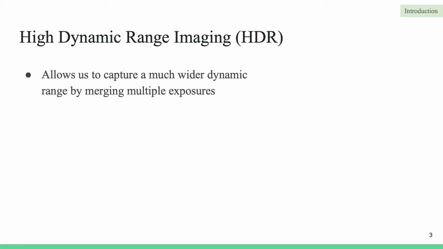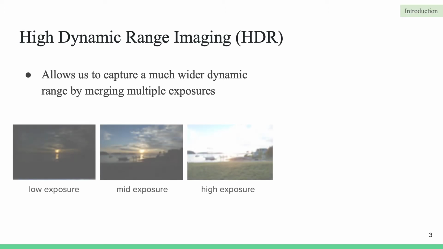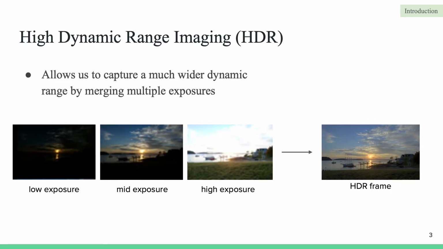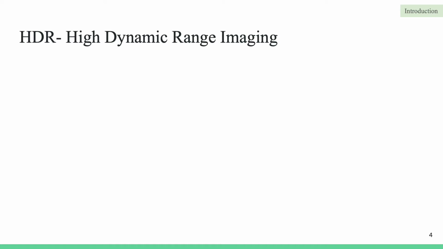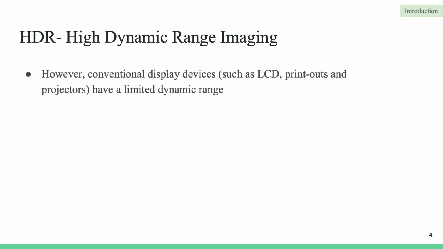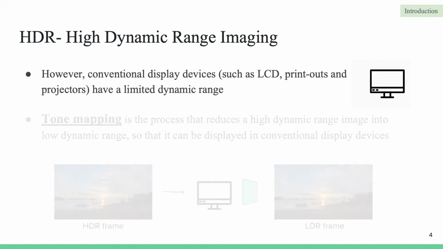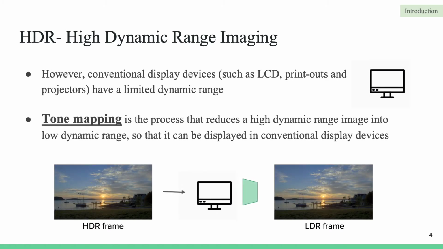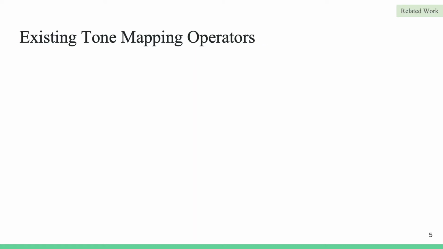High dynamic range imaging allows us to capture a wide dynamic range using a camera by merging multiple exposures. However, conventional display devices such as LCD, printouts, and projectors have a limited dynamic range. Tone mapping is the process that reduces a high dynamic range image into low dynamic range, so that it can be displayed in conventional display devices.